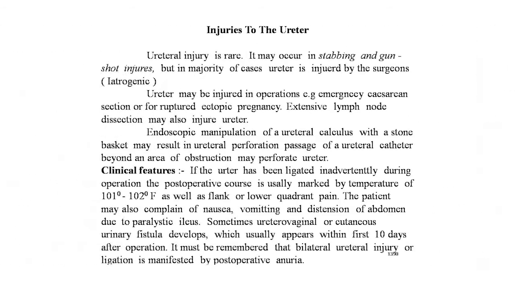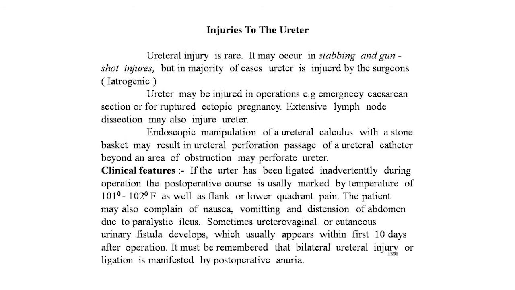Now the next point is injuries to the ureter. Ureteric injury is rare. It may occur in stabbing or gunshot injuries, but in the majority of cases the ureter is injured by the surgeon, that is, iatrogenic. Ureter may be injured in operations, such as emergency cesarean section or for ruptured ectopic pregnancies. Extensive lymph node dissection may also injure the ureter. Endoscopic manipulation of a ureteric calculus with a stone basket may result in ureteral perforation. Passage of a ureteral catheter beyond an area of obstruction may perforate the ureter.